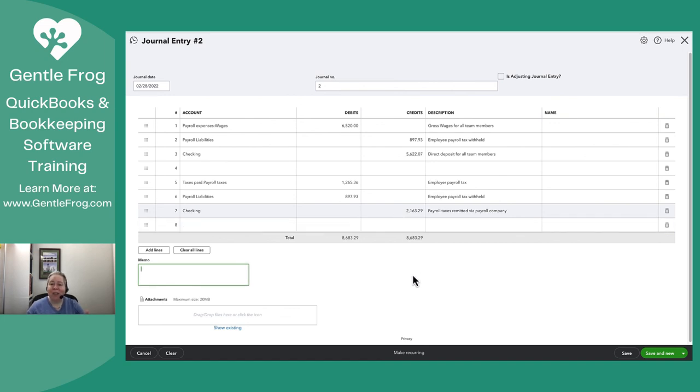The other thing that you're going to see is the payroll company will charge you a fee. That might happen once a payroll cycle. It might happen once a month. I usually don't make a journal entry for it because when it comes through in the downloaded banking, I can just allocate it to fee.